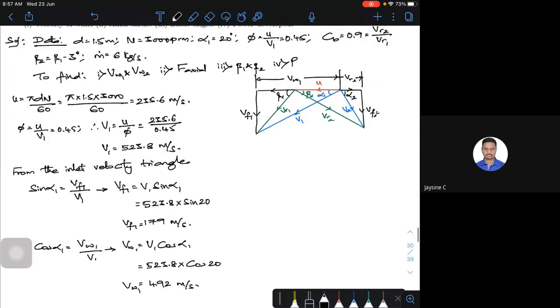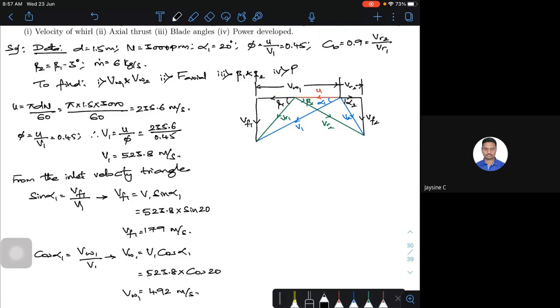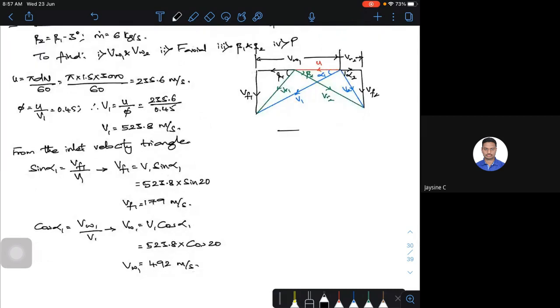Now let's observe the velocity triangle. See, your VW1 is in this direction and your VW2 is in this direction. So what will be your work done actually? It should be VW1 minus of minus VW2. So this particular thing you should always consider. Now I want to find the angles, beta 1 and beta 2. I think if I find beta 1, beta 2 is 3 degrees less than that.